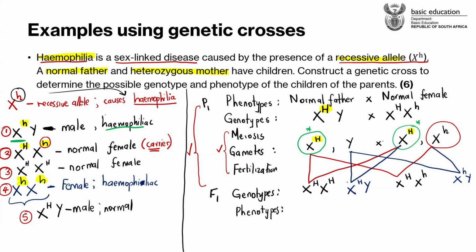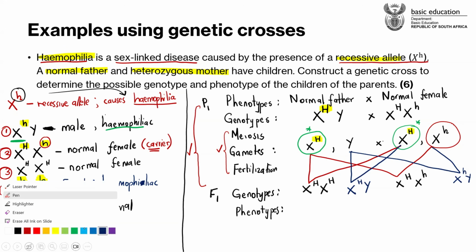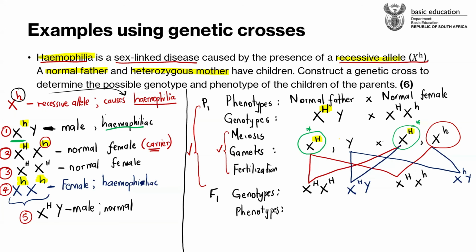So these are the possibilities to say if a certain sperm cell was to fuse with a certain ovum, let's say if this sperm cell having the Y chromosome from the father was to fuse with this one from the mother having a capital letter H chromosome, we would get this combination.